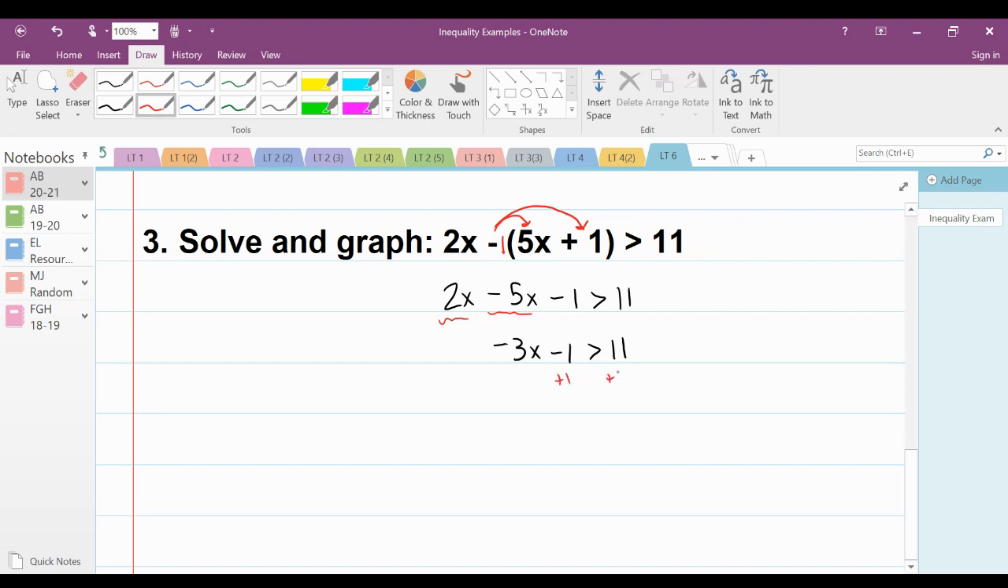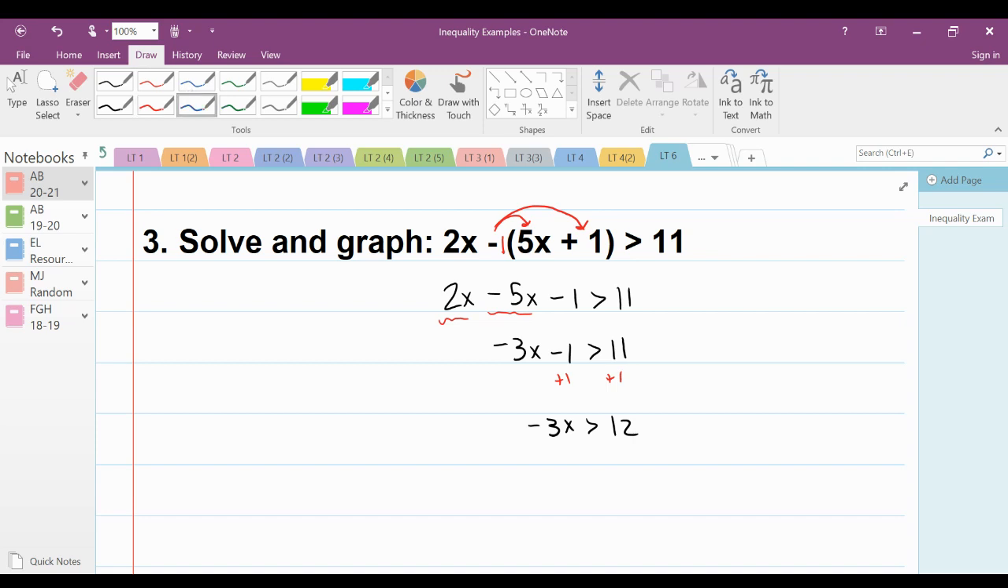We'll add 1 to both sides, start getting x alone. We're looking at -3x is greater than 12. Now, before I do this last step, I want to pause for a second because when we multiply or divide an inequality on both sides by a negative number, something kind of happens with our inequality that we need to make sure we remember to do.